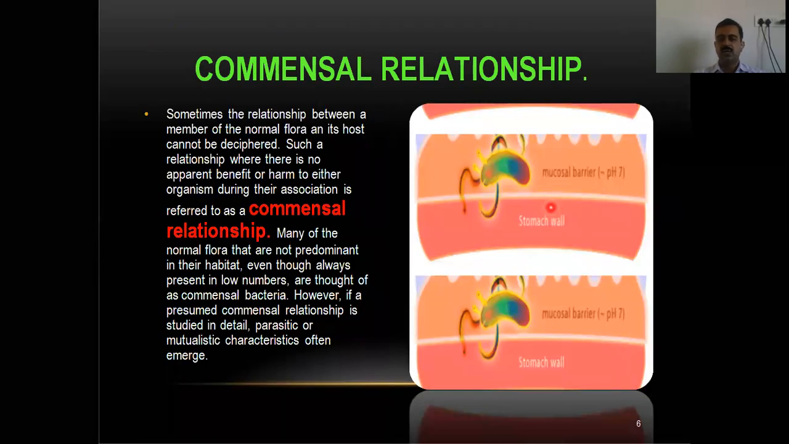Now, some bacteria are said to be commensals. What are commensals? Sometimes the relationship between a member of the normal flora and its host cannot be experienced. Such a relationship, where there is no apparent benefit or harm to either organism during the association, is called a commensal relationship. Means these bacteria reside inside the stomach or the gastrointestinal tract, but they do not harm the host as such.